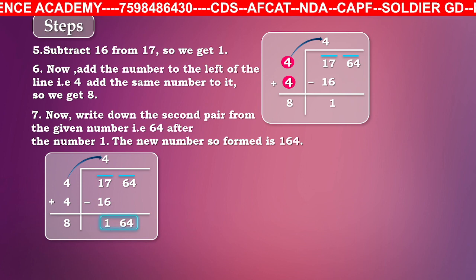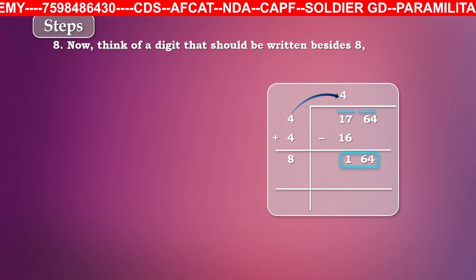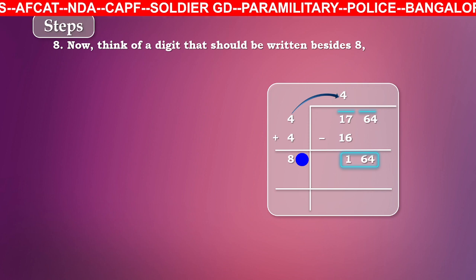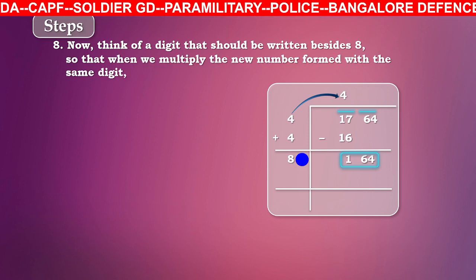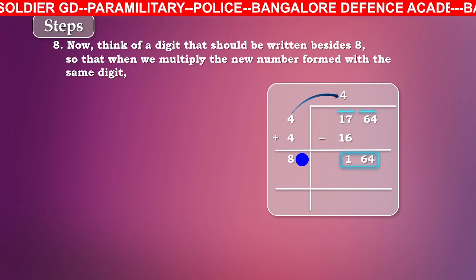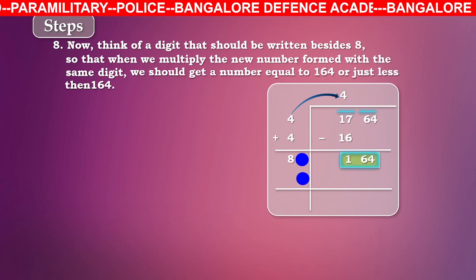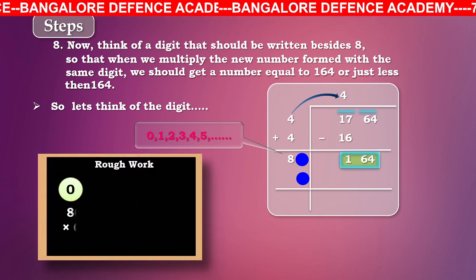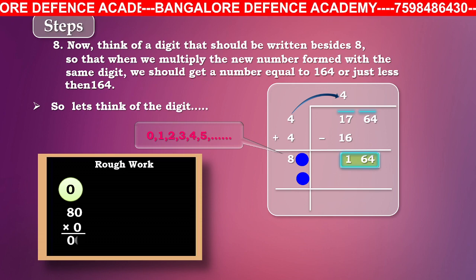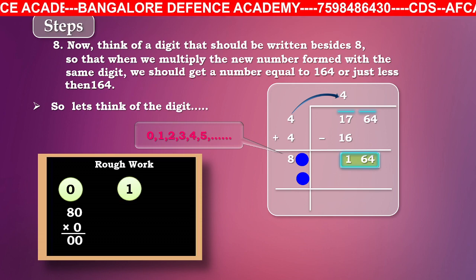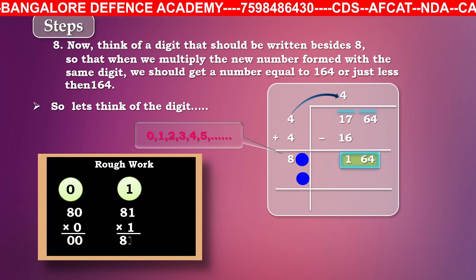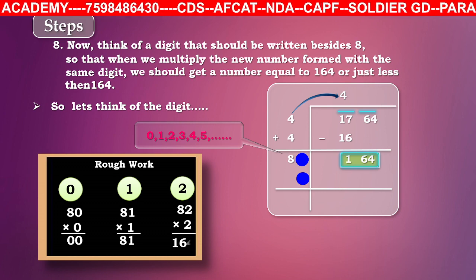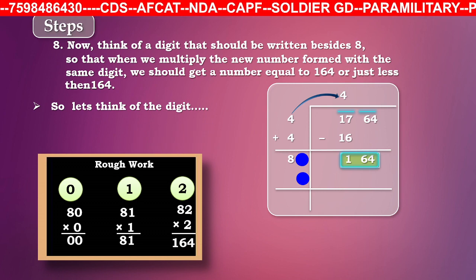Now for this 164, with 8 you have to try numbers like 0, 1, 2, 3 and check whether it divides, that is, whether you get remainder 0. So now let us try to multiply. Okay, 0, 1, 2, 3, 4, 5, rough work. So if I take 0, 80 into 0 gives me 0, not possible. I want 164. I take 81 into 1, I get 81. Still not possible. So I take 82 into 2, it gives me 164. That's it. So we have arrived at the answer.